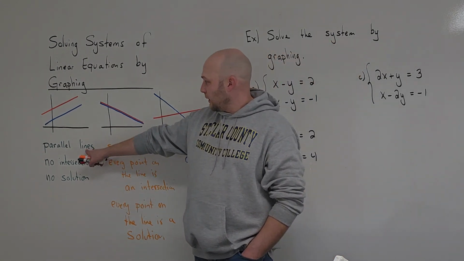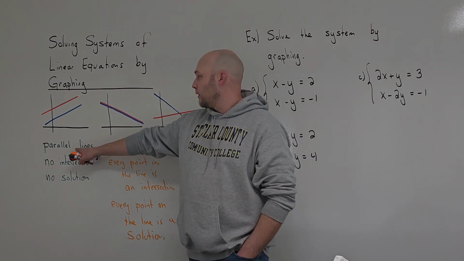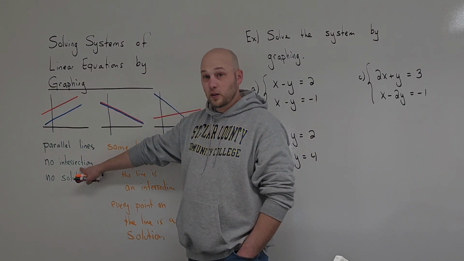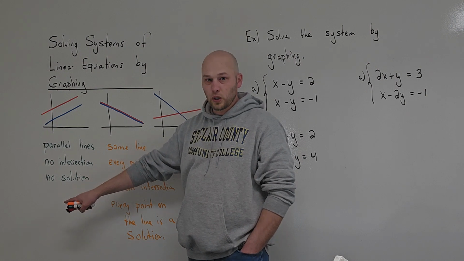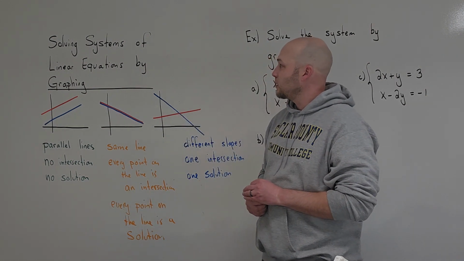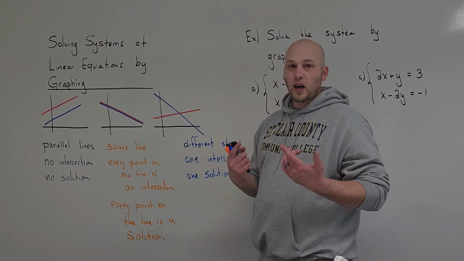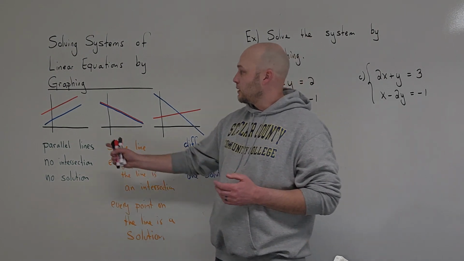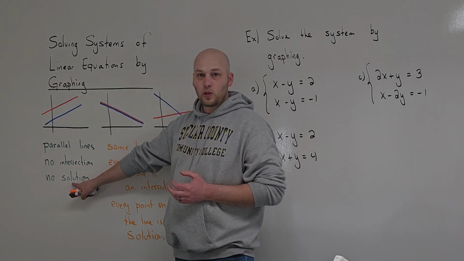If I have parallel lines, notice there's parallel lines and they're different. Then there's no intersection, which means there's no solution. Remember, a solution to a system of equations is an intersection point between the lines. These never intersect, hence have no solution.